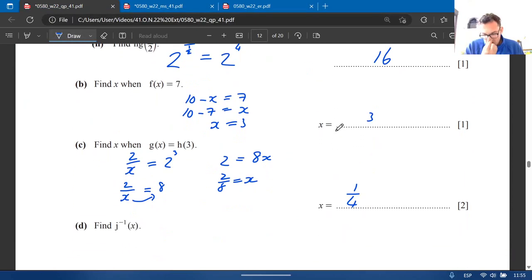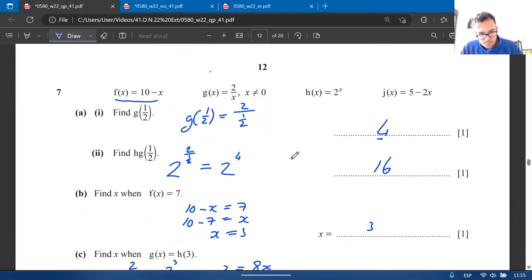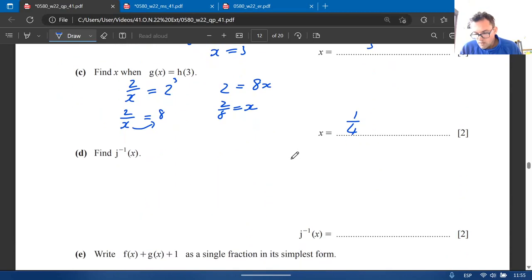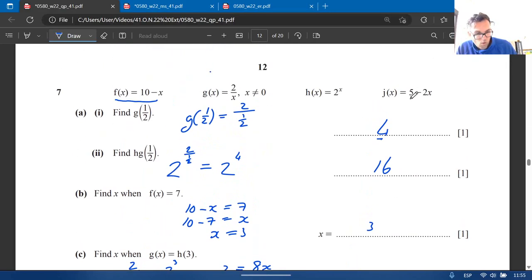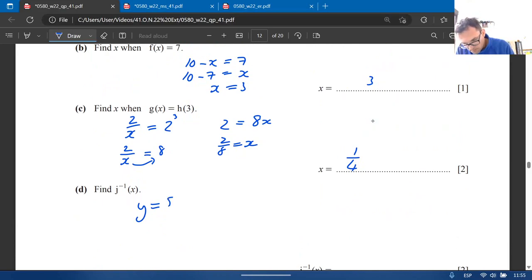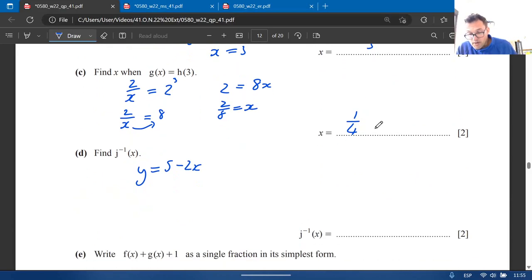Find the inverse of j. That's what they ask in D. Okay. One way to do this, there's always more than one way. To find the inverse is you set the function of j equal to y. So 5 minus 2x equals y. And then we rearrange it. So first thing we'll do is subtract 5 on both sides, which leaves us with minus 2x. Then we divide the minus 2. This is not x minus 2, this is minus 2 times x. We divide both sides by minus 2. So that gives us y minus 5 divided by minus 2 equals x.